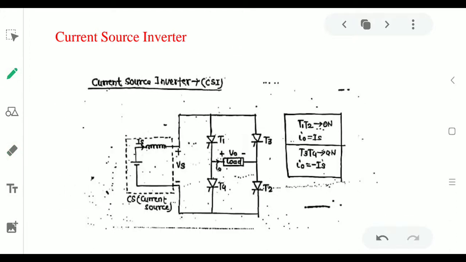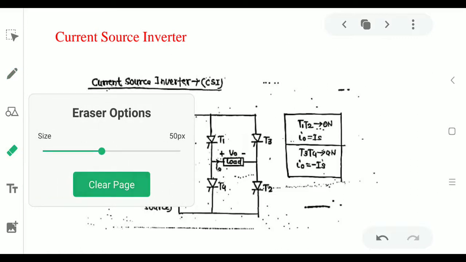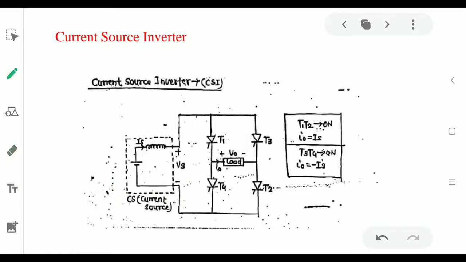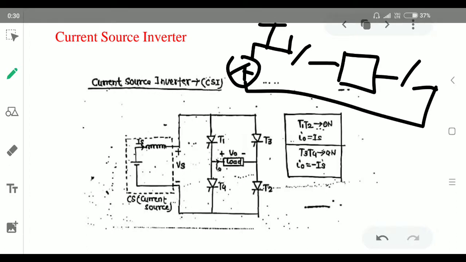Now moving towards the operation. In this condition, when T1 and T2 are on, the circuit becomes like this. Here T1 is turned on, here is the load, there is a current source, there is switch T1, now there is a load, switch T2, and the path completes. Now it is T1, now it is T2.